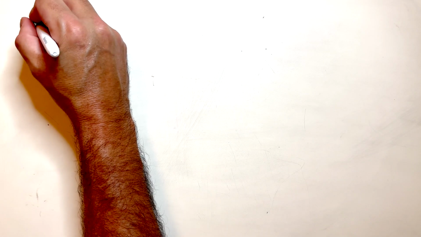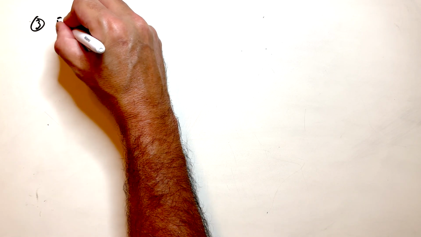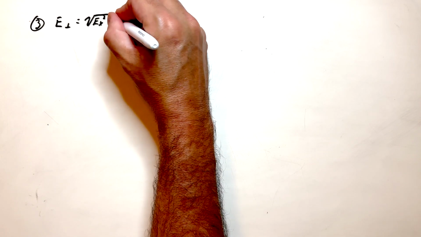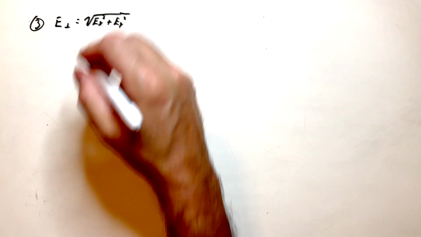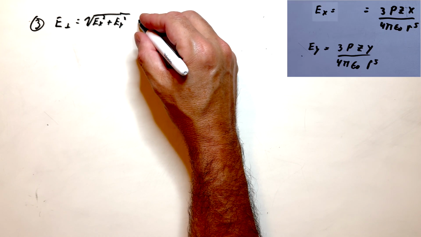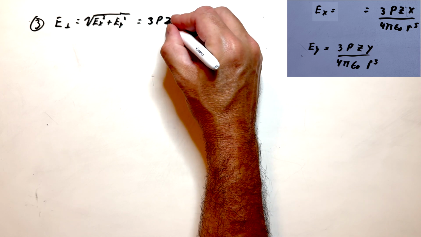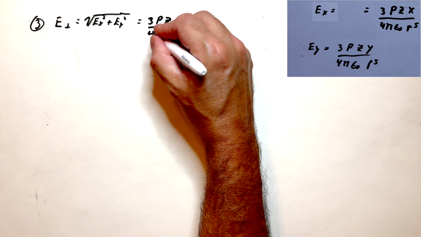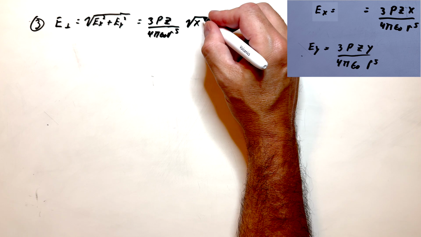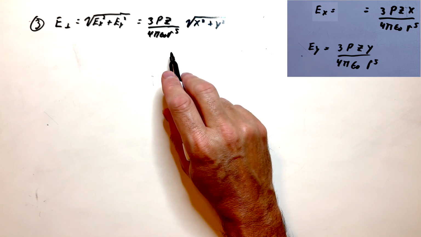This is actually pretty straightforward, even though it sounds like it's terribly complicated. Let's just write out the transverse component as E sub x squared plus E sub y squared. And we should have kept the answers from before, from problem number 2, because we'll need them here. This is going to be equal to 3pz over 4 pi epsilon naught r to the 5th times the square root of x squared plus y squared. That's just from problem 2.